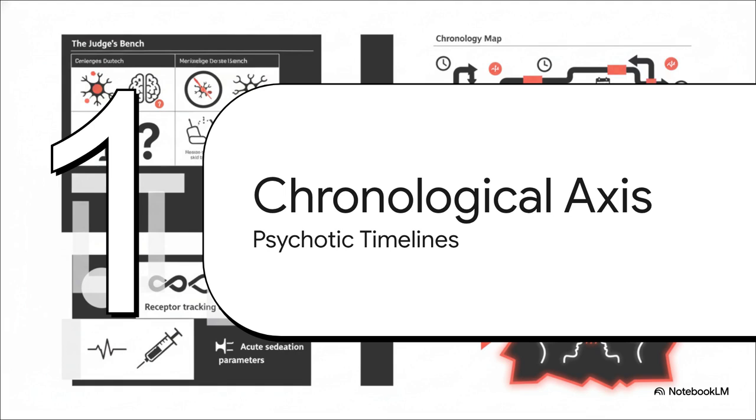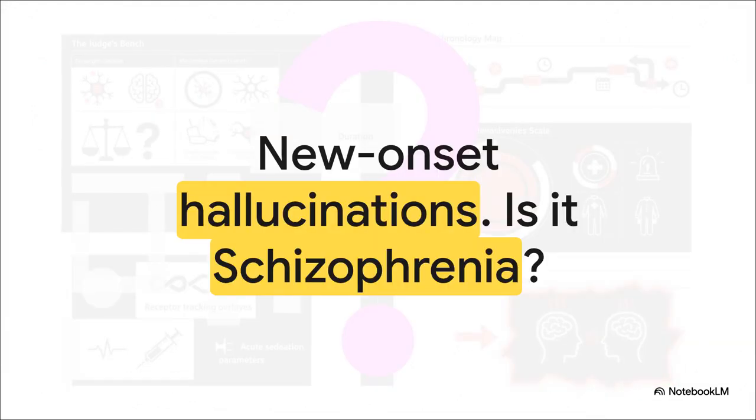The chronological axis, psychotic spectrum timelines. Picture this. A 23-year-old is brought in with classic new-onset auditory hallucinations and a distinctly flattened affect. The clinical lawyer looks at this and immediately wants to stamp schizophrenia right on the chart. They might even get distracted by incidental noise, like, say, a single positive urine drug screen for cannabinoids, arguing it's just drug-induced. But the judge?